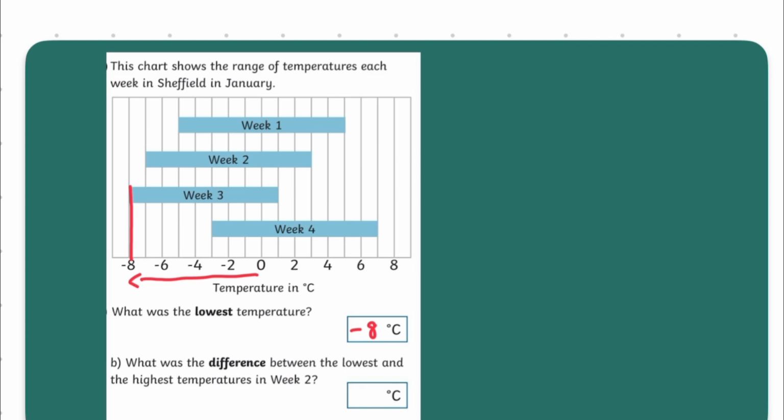So what is the difference between the lowest and the highest temperatures in week 2? So the lowest temperature is -7, and our highest temperature is 3. So to get to our total, what's the difference? -7 to 0 would give us 7. 0 to 3 gives us 3. Add them together. 7 plus 3 equals 10. So our difference is 10 degrees Celsius.